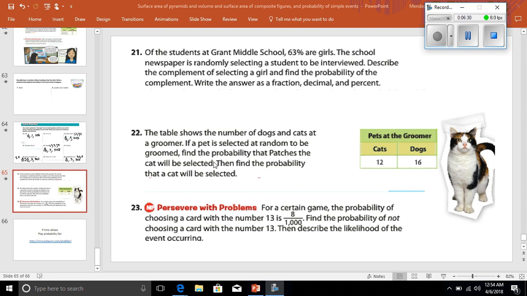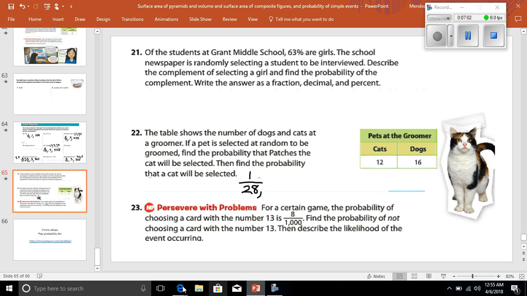Okay, for one particular cat to be selected out of all the cats and dogs at the pet groomers, we have to count up the total number of pets. We got 12 cats and 16 dogs. So that means, well, Patches the cat, as they call him, there's one chance out of 12 and 16 make 28. So 1 out of 28 chances that it's probable that Patches will be picked.